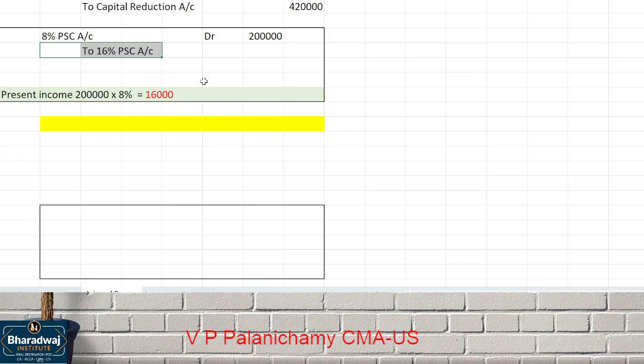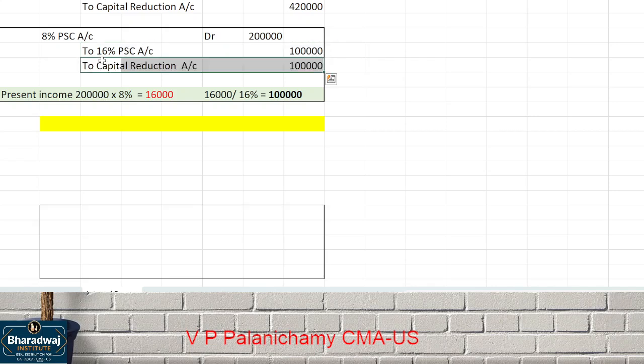What is your current income? 16,000. This we are going to pay in the future. So 16,000 by 16% will give us what? We are going to give 1 lakh of preference share capital. So in future you will get the same income: 1 lakh into 16%, 16,000. The balance will go to which account? Capital reduction account.